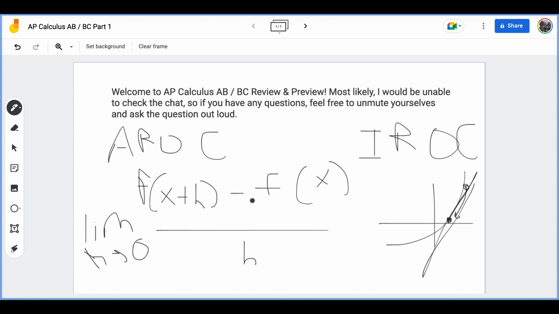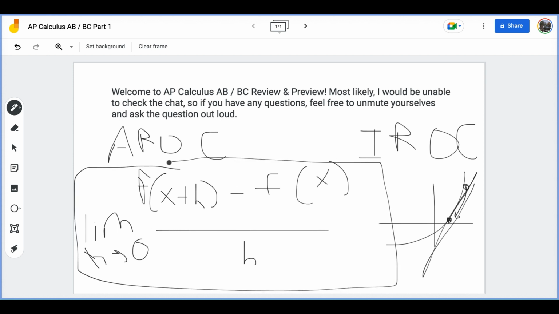So if it's a polynomial or rational function, you can calculate a formula for this IROC, and you can just plug in values whenever you need to. And this formula is called the derivative. We'll get more into that in the next section when we actually talk about the definition of a derivative. Hint, it looks extremely similar to this. In fact, it basically is this. This is the definition of the derivative.